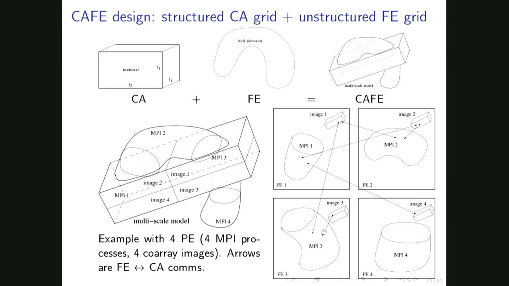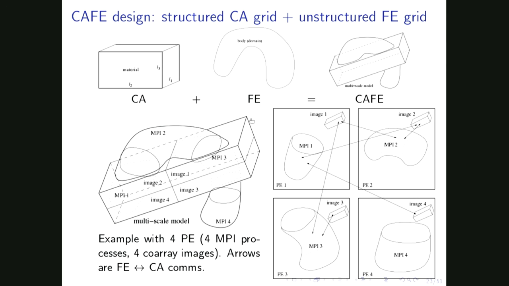such as this arrow here or this arrow there. So, for example, note that the chunk of the FE mesh stored on processing element 1, denoted by MPI 1, does not communicate at all with the CA chunk stored on image 1, because these do not share physical space. Image 1 is here, and MPI 1 is there. They do not share the same physical space. Instead, this chunk of the FE model will have to communicate with the CA chunk stored in images 2 and 4, because image 2 and image 4 contain chunks of the CA microstructure which share the same physical space as the part of the FE mesh stored on PE1.